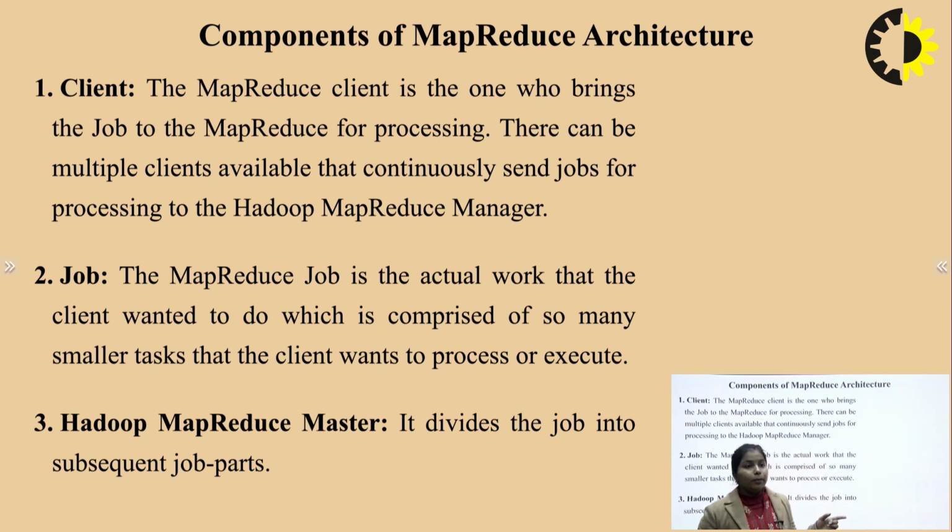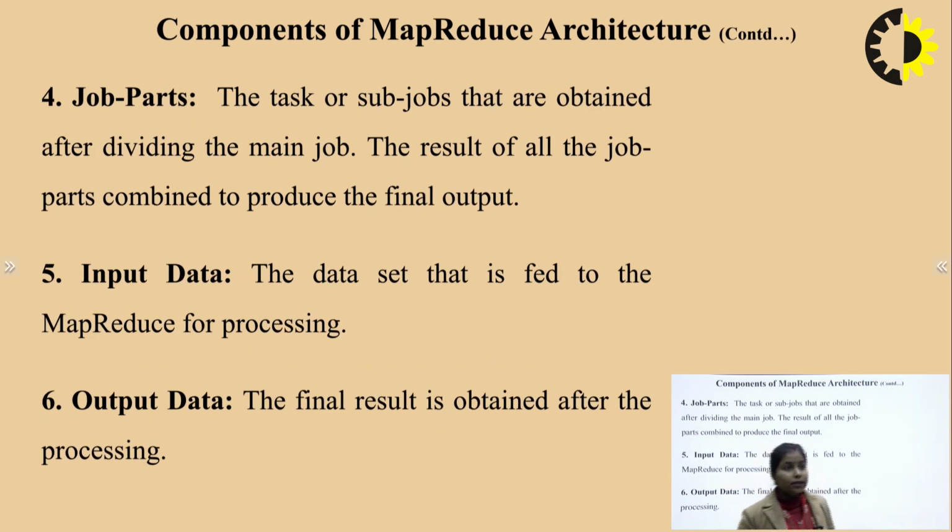The next component is the job. The MapReduce job is the actual work that the client wants to do, and it comprises many smaller tasks that the client wants to process or execute. The next component is the Hadoop MapReduce master. The Hadoop MapReduce master divides the job into subsequent job parts. The next component is job parts. Job parts are the sub-jobs that are obtained after dividing the main job, and the results of all the job parts are combined to produce the final output.